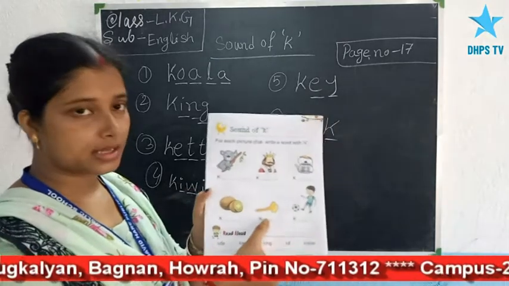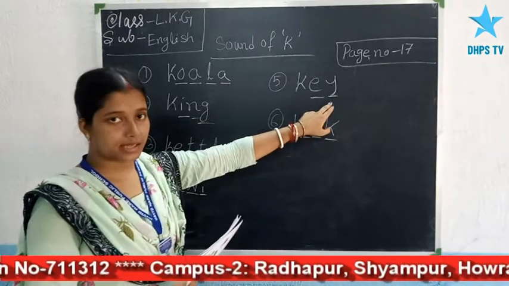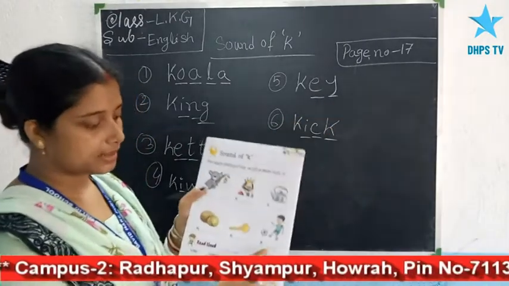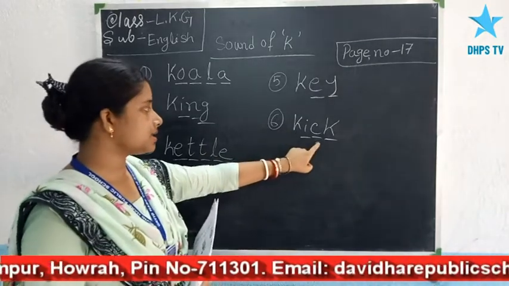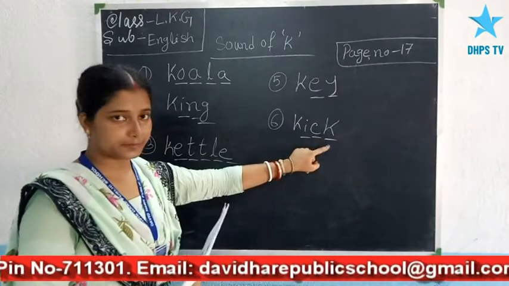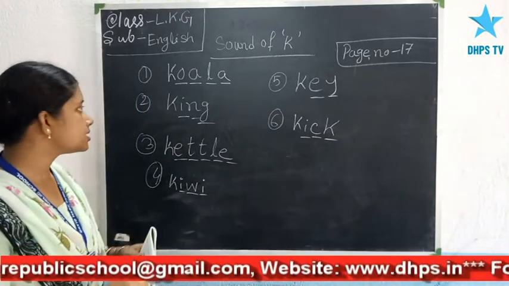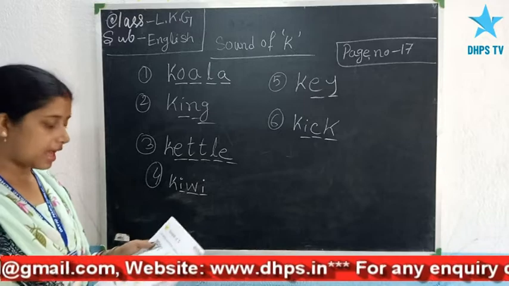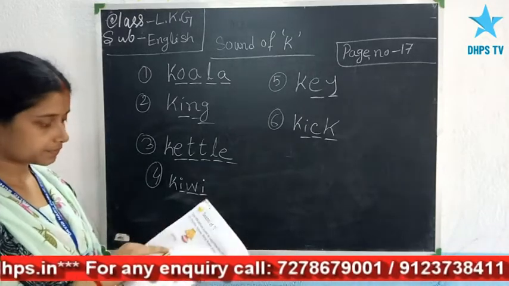Then key, K-E-Y, key. Then kick, K-I-C-K, kick. So read all the spellings carefully and write the correct letters in your book.